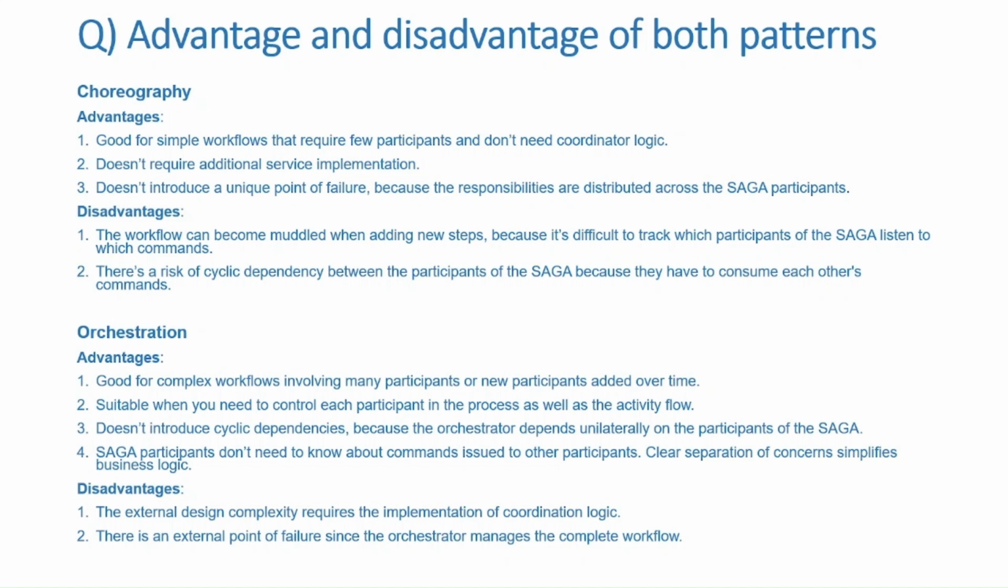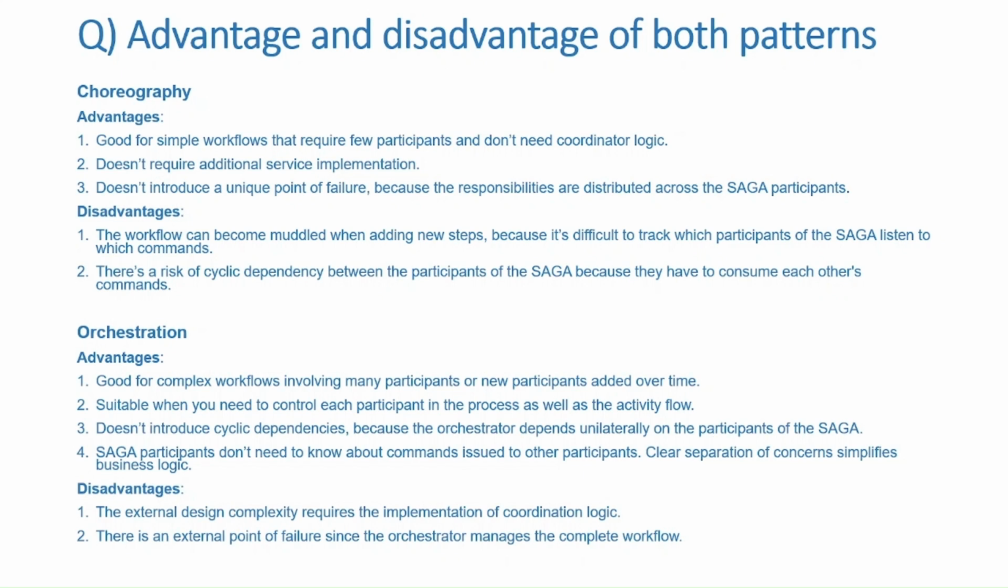So if you want to keep track of all the flow in the transaction, how the event is flowing, you want to keep track of everything, then it is very difficult to do that in choreography. But in the orchestration pattern, it is much easier. It doesn't introduce cyclic dependency because the orchestrator depends unilaterally on the participants of the saga. So they do not interact with each other. That is why cyclic dependency does not arise in the orchestration pattern.